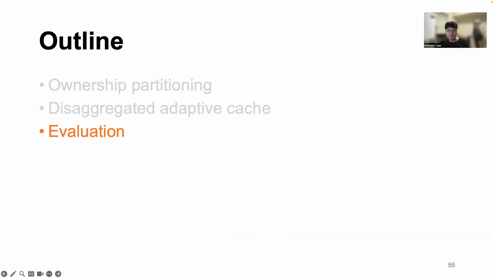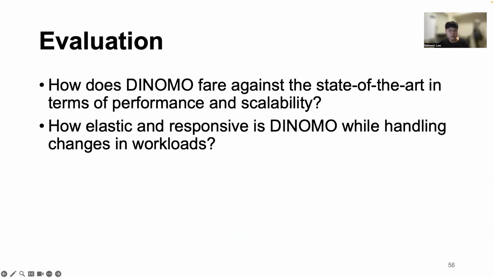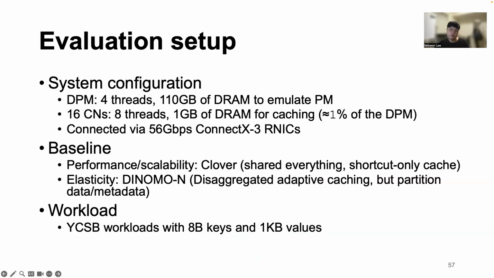So far, we have discussed our proposed partitioning and caching techniques. We now evaluate Dynamo. During the evaluation, we try to answer these questions in terms of performance, scalability, and elasticity. For the experiment, we use the following system configurations. For the baselines to compare, we use Clover for performance and scalability experiment, and for elasticity experiment, we use Dynamo N, which is a variant of Dynamo, to simulate shared nothing counterpart. For workloads, we use YCSB benchmarks.